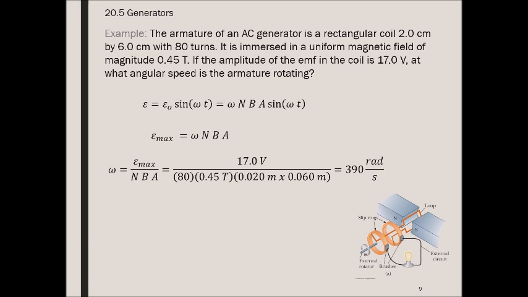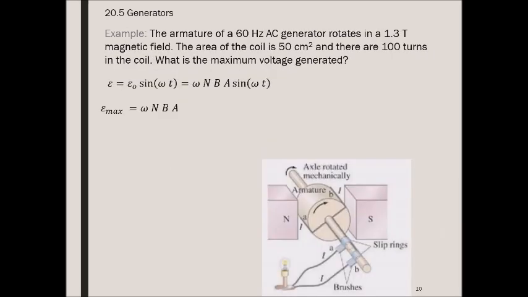If I look at this formula, if I can increase any of the N, the B, or the A, I don't have to spin it nearly as fast. Now it's your turn, with slightly different variables. Here we're given the ω, but remember to convert that to radians per second. We're given B, that looks like an N, and we're given area. See if you can figure out what the maximum EMF generated in this case is.